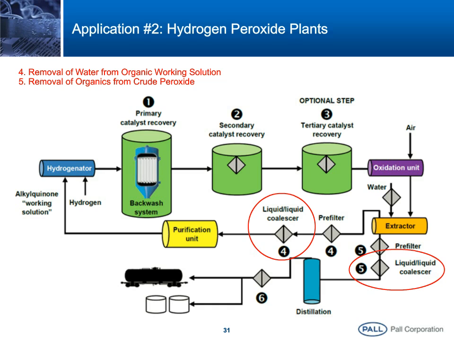So here we are trying to remove the free water, which could be as high as 5,000 ppm in the working solution. In the second application, further downstream, we are trying to remove the working solution from the crude hydrogen peroxide product. In either case, we use Phase Sep coalescer, and it works pretty well.